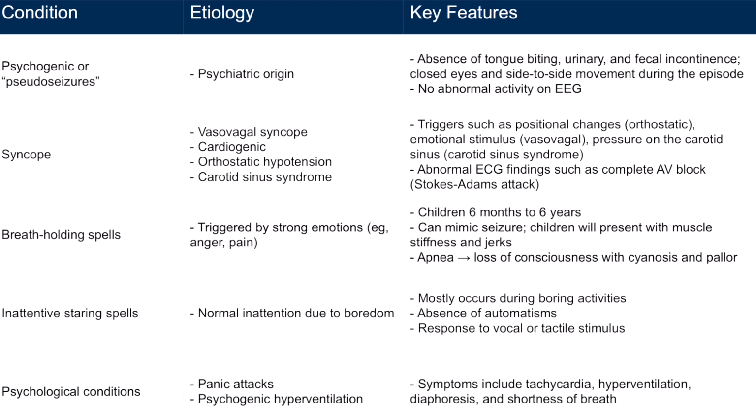Now let's move on to breath-holding spells. These are episodes that are triggered by strong emotions like anger or pain, and they can be mistaken for a seizure. And those usually occur in children between the ages of 6 months and 6 years. You're not expecting an adult to do that. I typically just think of a little toddler just clenching their fists and squeezing their little face together and not breathing, and they're just so mad. That would be a breath-holding spell.